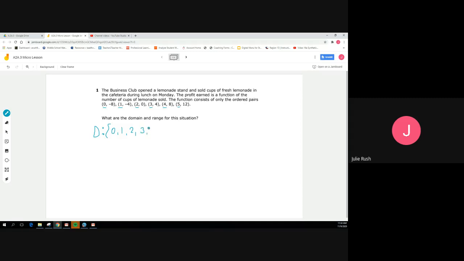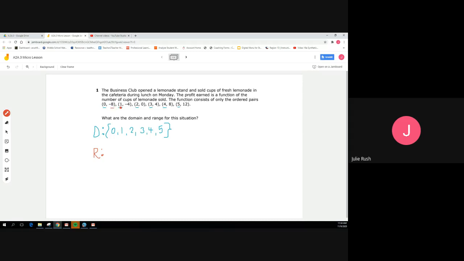And if a number occurs more than one time, I only list it once in my domain. So if you're working on a multiple choice test, just be mindful that if a number comes up more than once, it will only be included in the domain or range once, even if it occurs more than twice. And then our range will just be our list of all of our y values for this particular scenario.